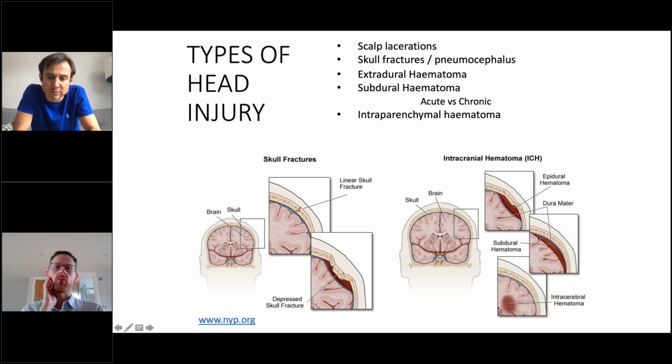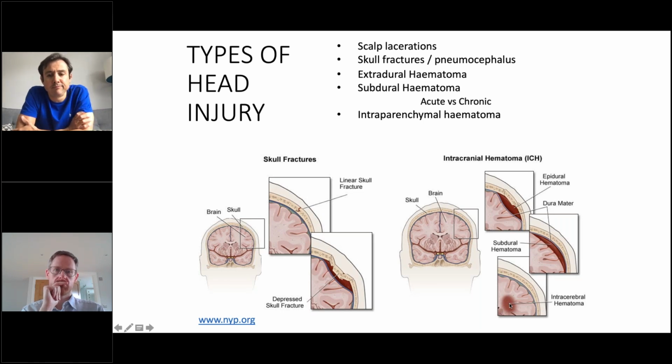A subdural hematoma, so underneath the dura, that lines the surface of the brain, has this shape where it tapers towards the edge and it follows the contour of the brain. Going in again, then you get the intracerebral hematomas, so within the brain substance itself.